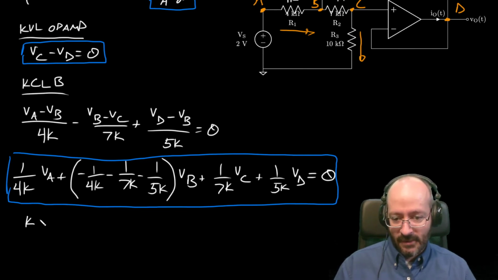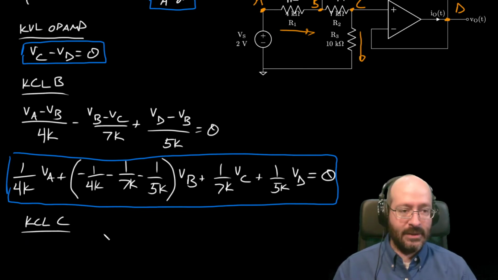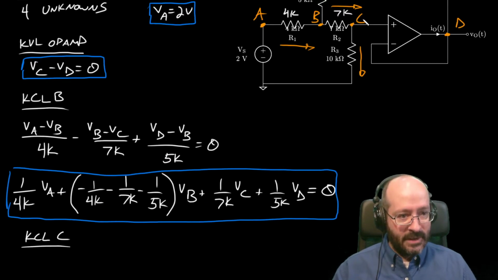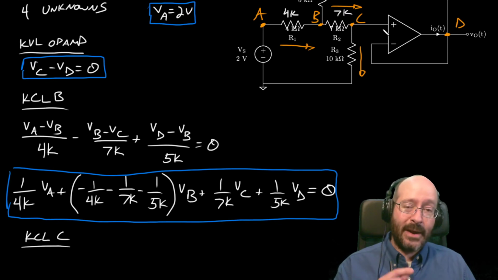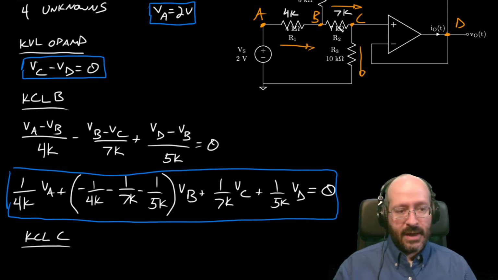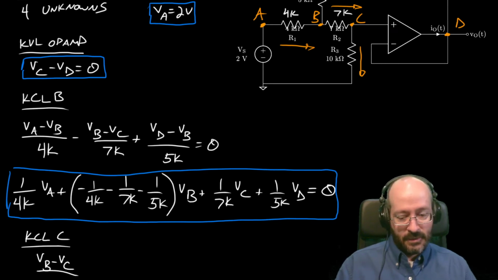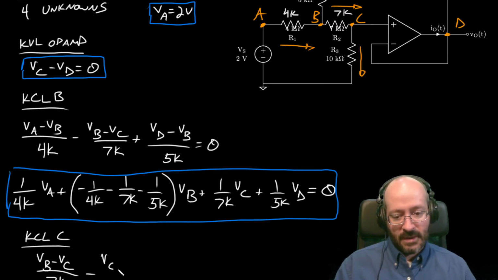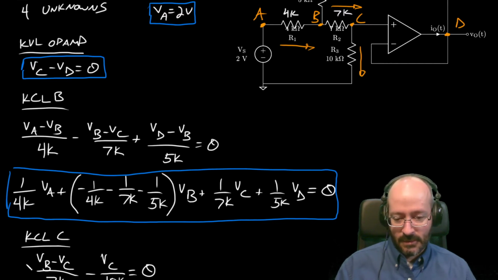Now we need the KCL for C. That was our last one, right? So I'm looking at it right here, and I can see that I have 1, 2, 3 things connected, but this is the input of an op amp, so I can assume that it's 0. I'm not even going to write it this time. It's in there, okay, but it's 0, so it's going to drop out. So I've got 2 currents. This one's entering, so it's going to be (VB minus VC) over 7K. This one's leaving, so it's going to be minus (VC minus 0) over 10K. And that's equal to 0. So that one's ready to go.